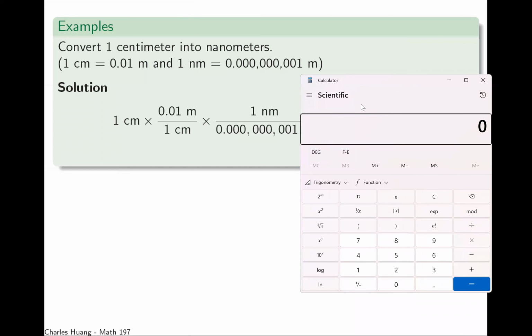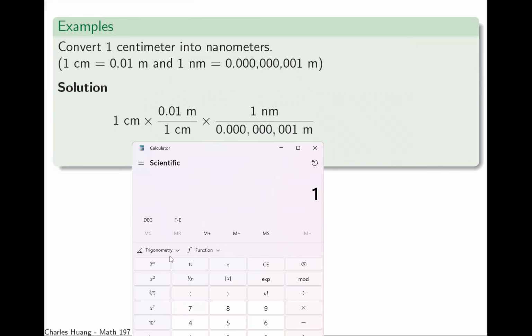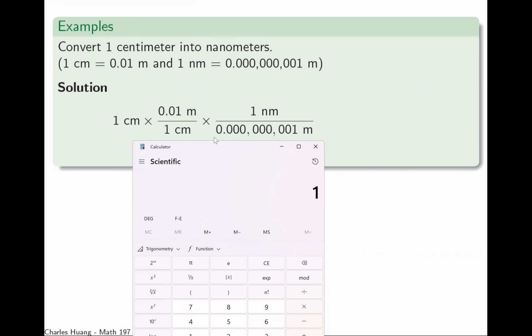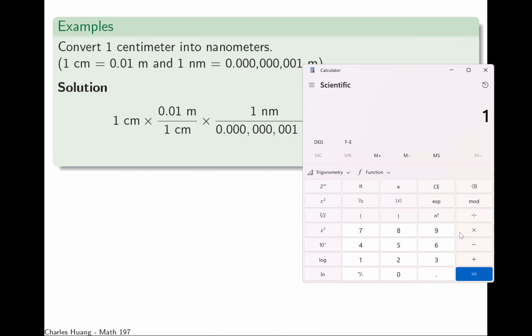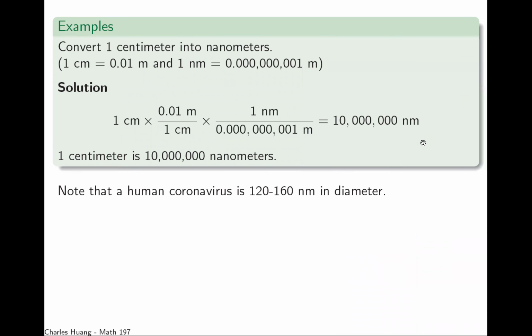So using my calculator, I will start with 1, and we will multiply by the 0.01 because it's in the numerator. It's on the top. So times 0.01. But this number is in the denominator at the bottom, so we will press divide. So we'll divide it by 0.000000001. Okay. And we get 10 million. So our answer is 10 million nanometers.